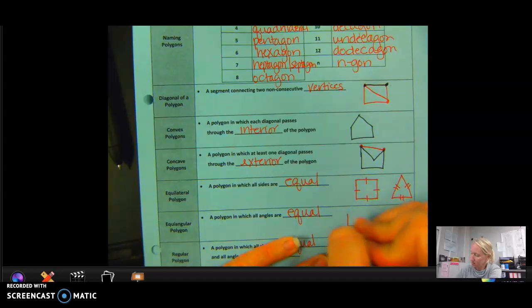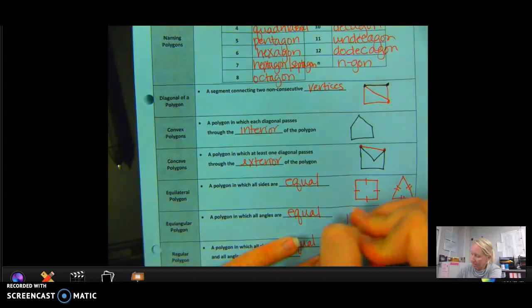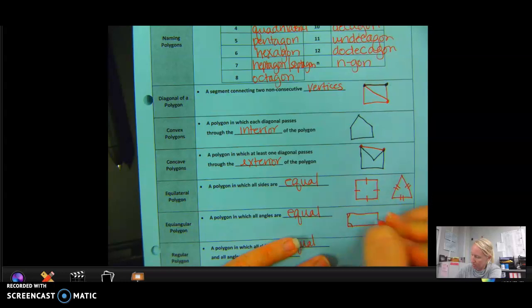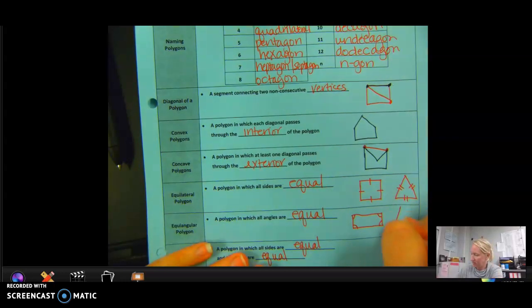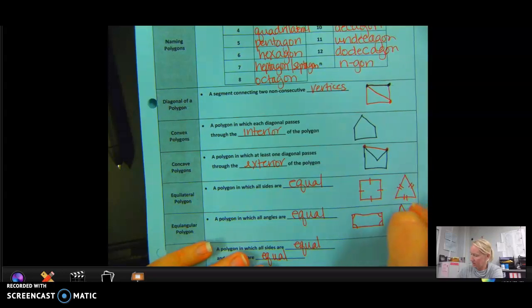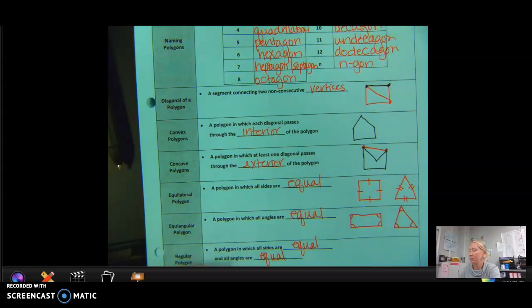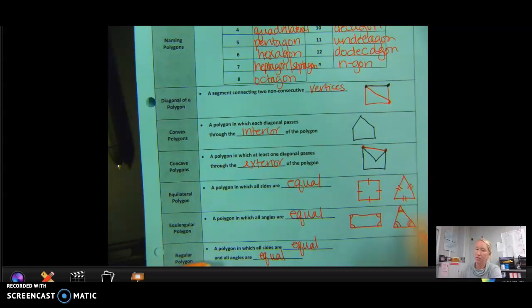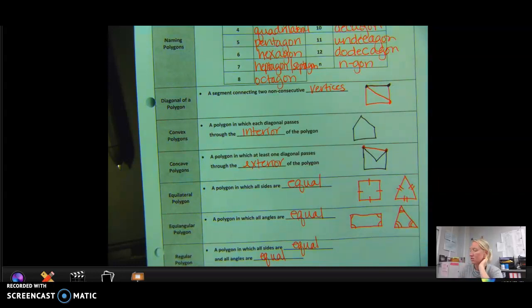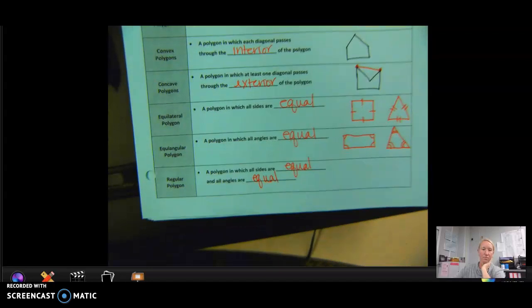Equiangular means all angles are equal. So I show that by putting an arc in each corner. Maybe I have an equiangular triangle. That would be 60 degrees each because there's 180 degrees in a triangle. Divide that by 3 is 60 each. Maybe I put two arcs in each of these just to show that those three corners are all congruent in equal measure.